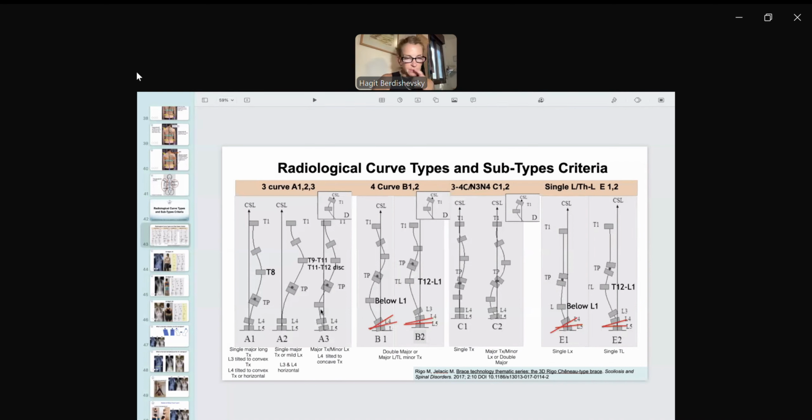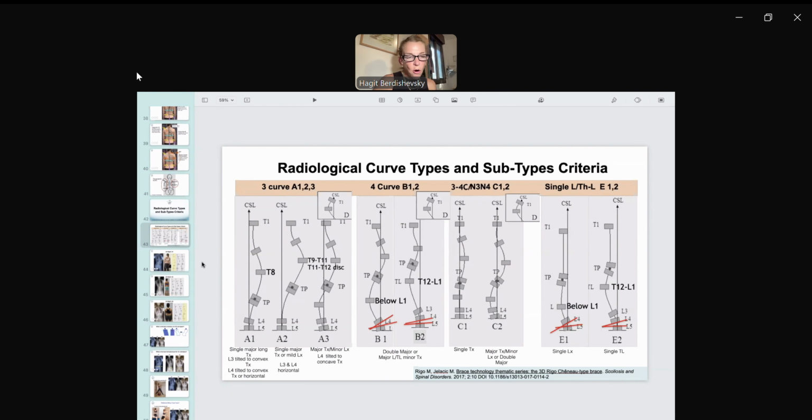What do we see here? The 3C curve type, primary thoracic, has 3 subtypes: A1, A2, and A3. Remember that a 3C is a primary thoracic curve. A1 and A2 have no lumbar. We can even say that this is a single major thoracic.